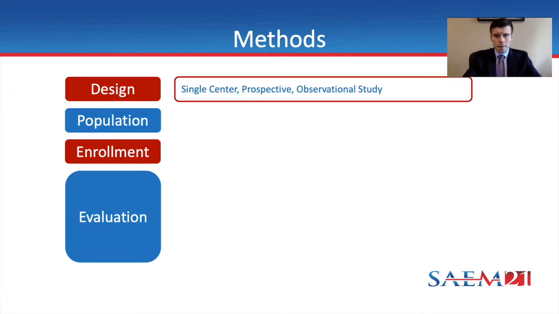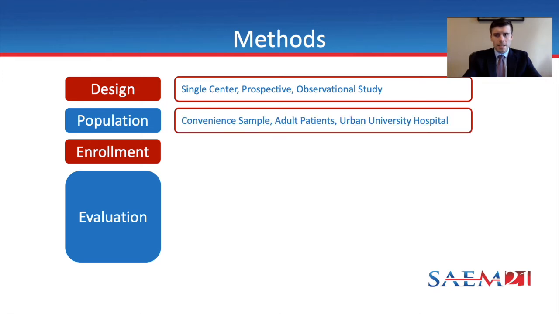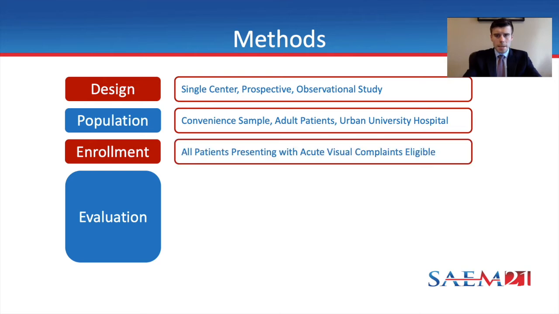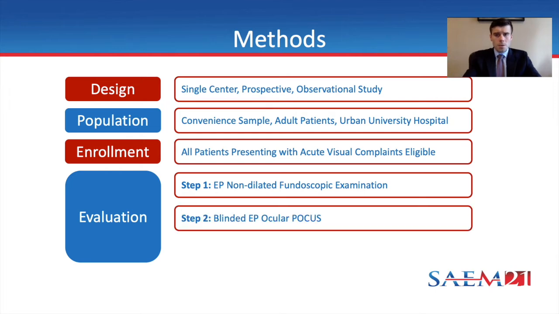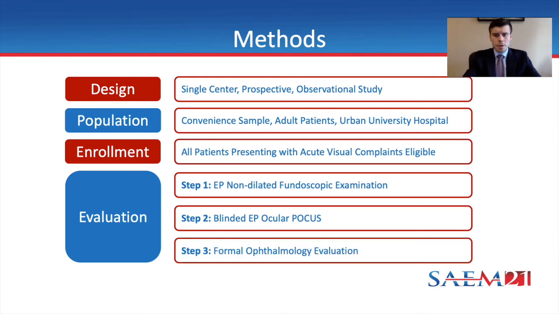This was a single-center, prospective observational study of a convenient sample of adult patients who presented to an urban university hospital. Patients presenting with acute visual complaints were eligible to be enrolled. Each patient had a non-dilated fundoscopic exam performed by a PGY1-3 emergency medicine resident. This was then followed by an ocular POCUS performed by a separate PGY1-3 emergency medicine resident. This ultrasonographer was blinded to the chief complaint. And 3, this was ultimately followed by an ophthalmology evaluation within 24 hours.